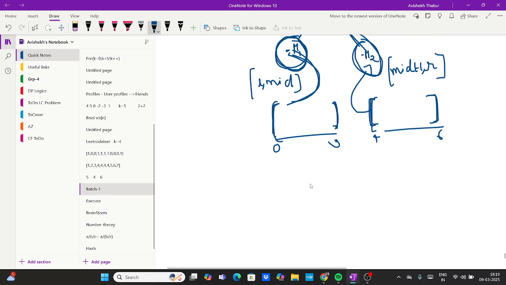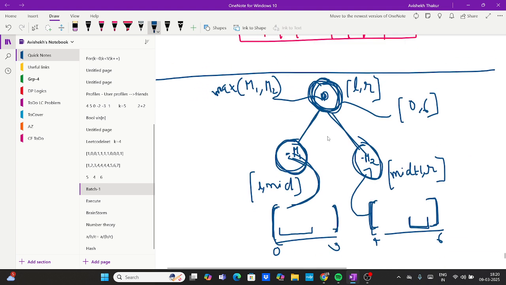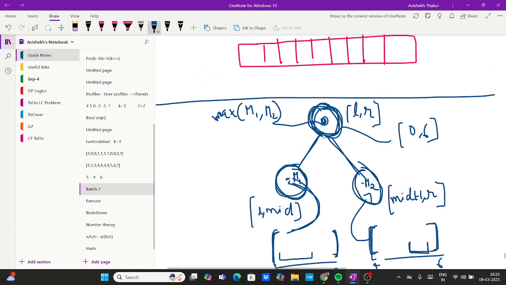Now assume that M1 is nothing but this one, and M2 is nothing but, let's say, maybe this one. There is this subarray. So do you think by considering M1 and M2, are we able to get the answer for 0 to 6, or is there something we missed? What do you think?